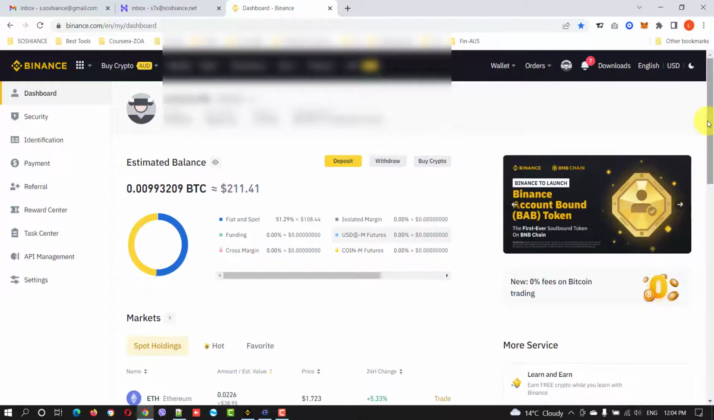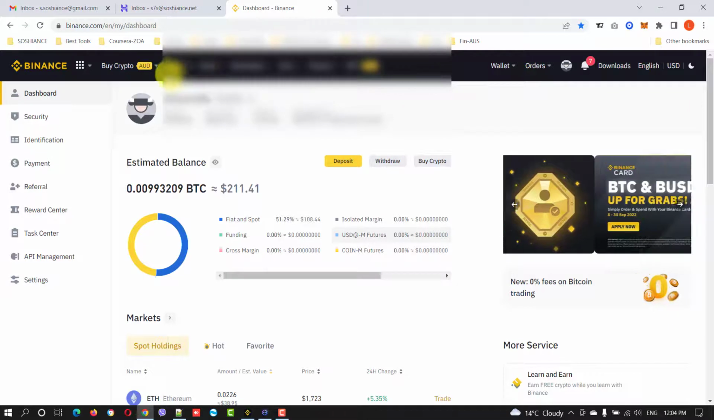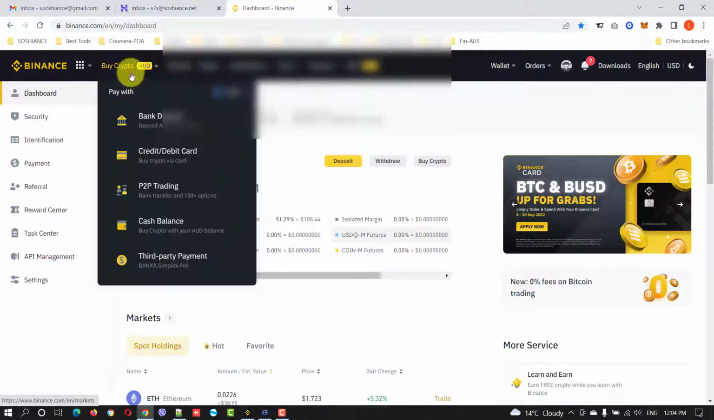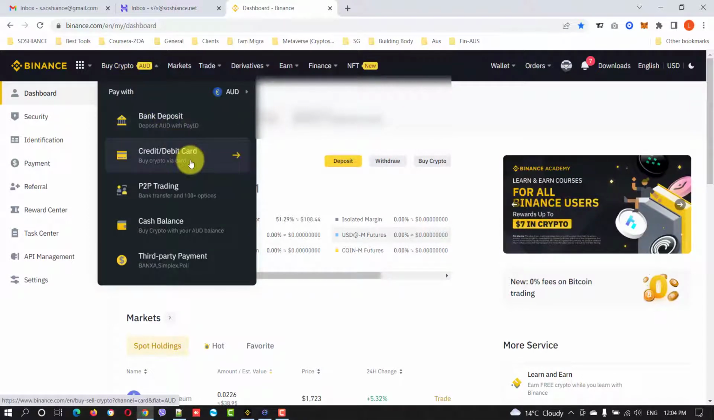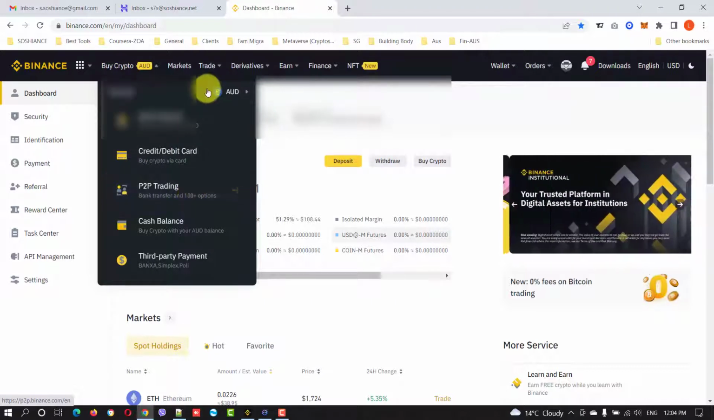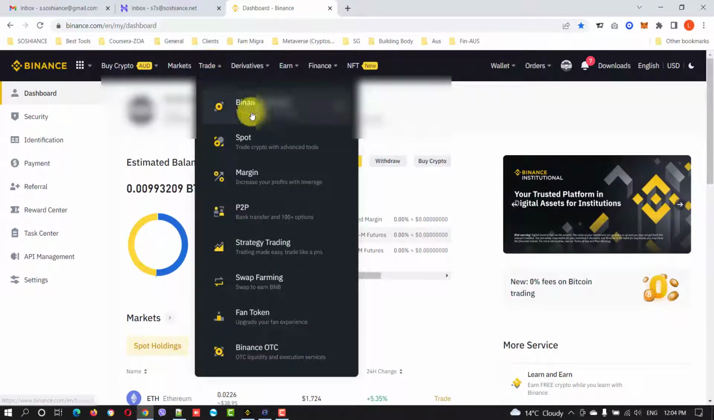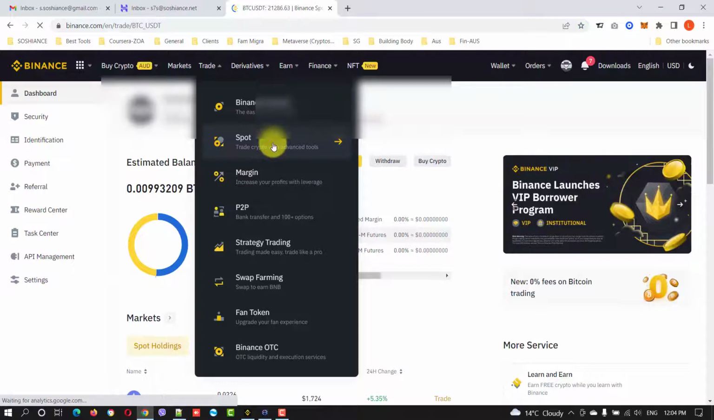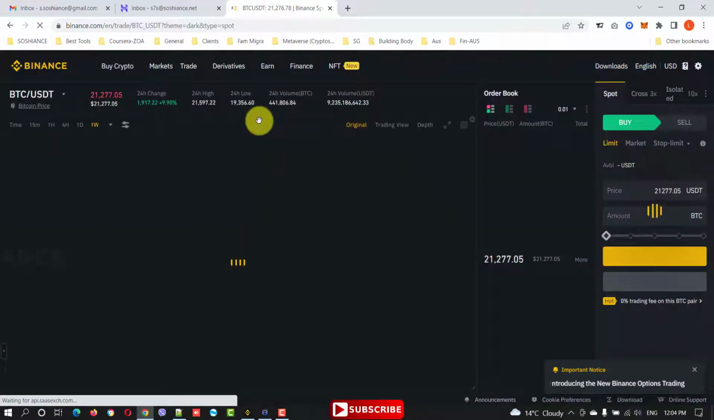It's very simple. Alright, so what you do is there are many ways. You can directly buy crypto, bank deposit, credit card, or P2P. What I do is I am using this Spot. It may look a little bit advanced, but it's just simple.